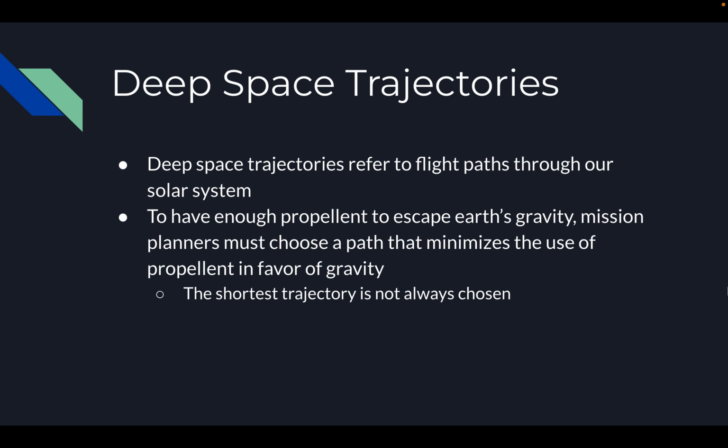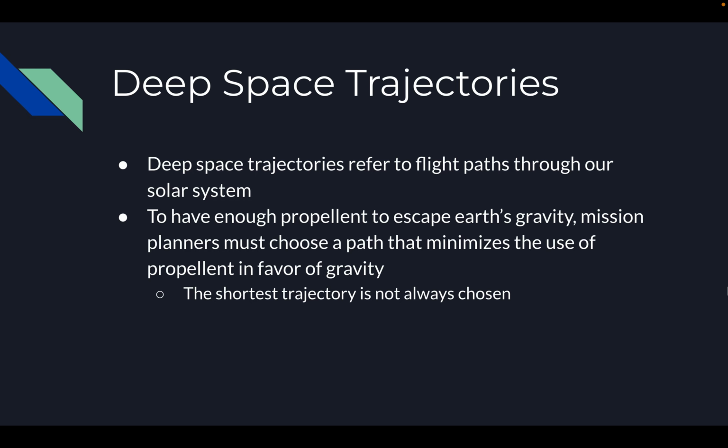Regarding deep space trajectories, as I said before, it refers to the flight paths through our solar system, and this is important because when scientists and mission planners are planning this, they have to take into account how much propellant they have in the rocket itself to get from point A to point B to complete the journey. And so, to have enough propellant and to escape Earth's gravity, the mission planners have to choose a path that minimizes the use of propellant and works in favor of gravity.